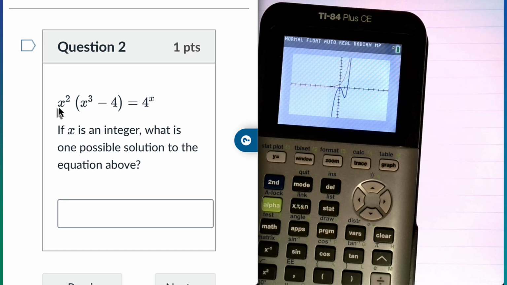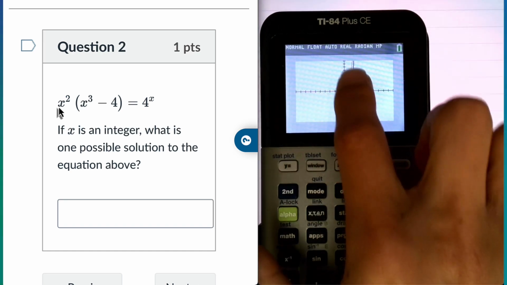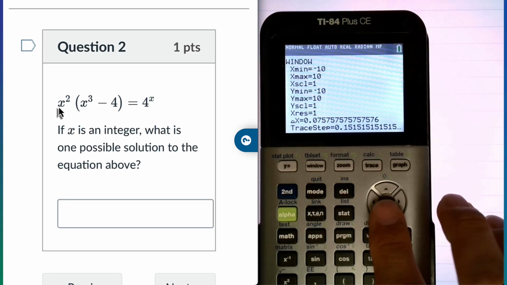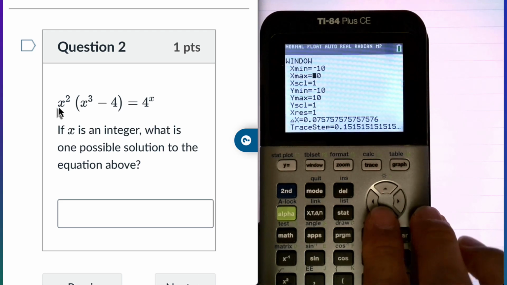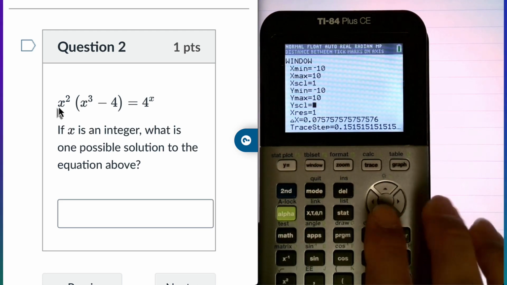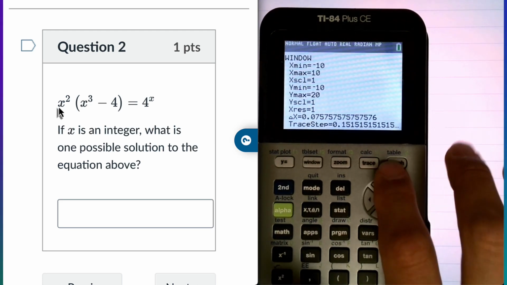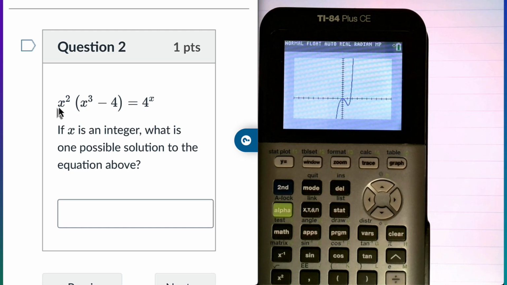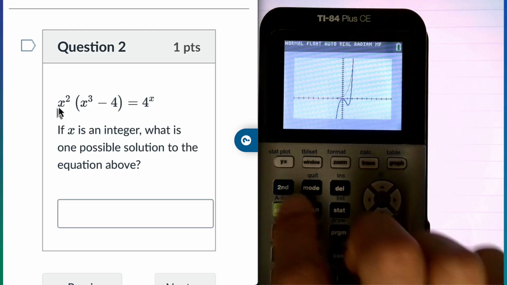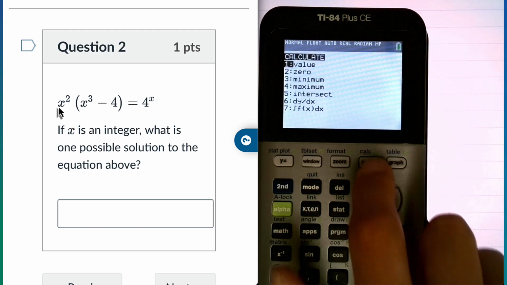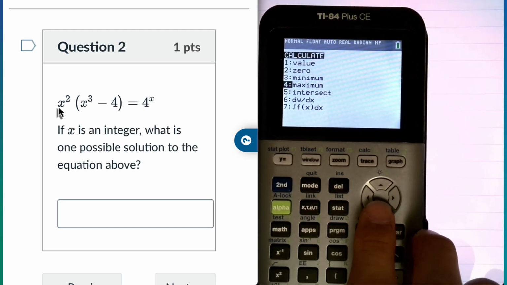Okay, so clearly it's somewhere up here. So we just have to manipulate our window to a higher y. So let's just make it 20. Okay, so it's around there. So what you can do is press second trace, and then click intersect.